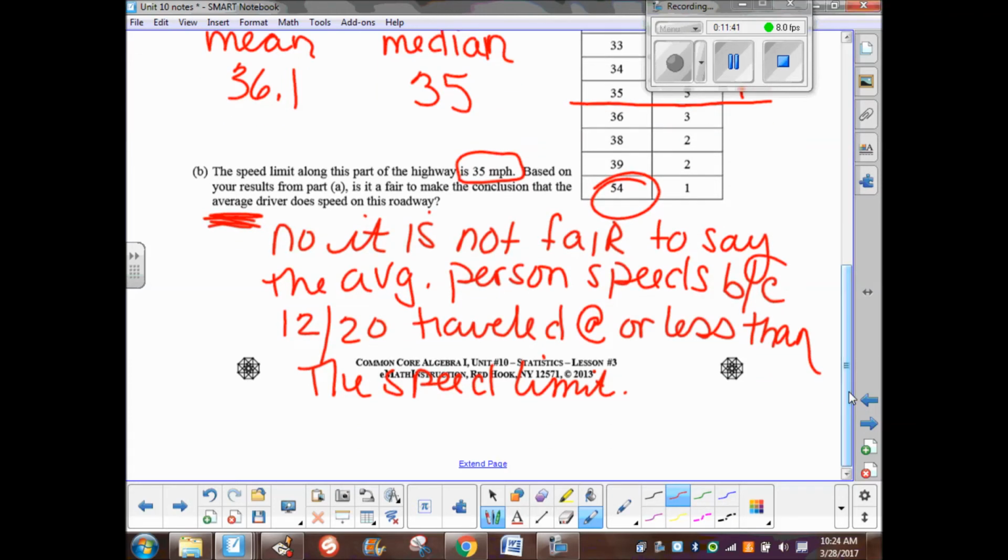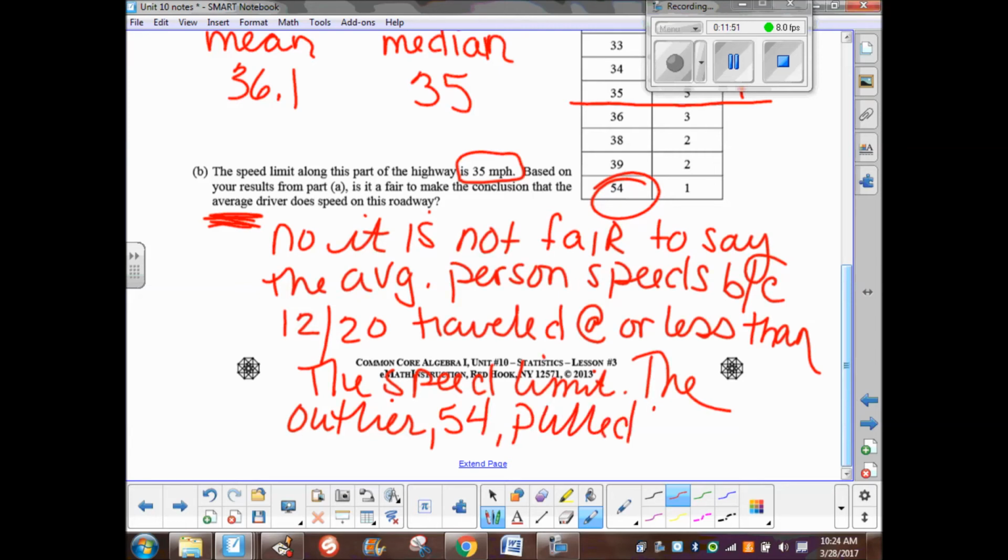Okay, and we noticed the outlier, which was 54, pulled the mean up. Okay. So it's important to really look at what those numbers mean. Don't be misled. Look deeper into the numbers to make conclusions.